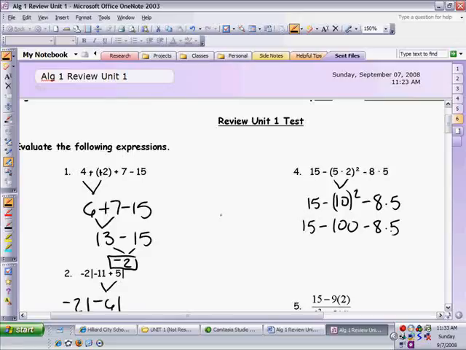Now at this point we have subtraction. We also have multiplication. So order of operations says we must do our multiplication first. And 8 times 5 is 40. And then, since all we're left with is subtraction, we can just do left to right rule. 15 minus 100 is negative 85. I'm going to run out of room here. Let's go horizontal now. And negative 85 minus 40 is going to be negative 125.